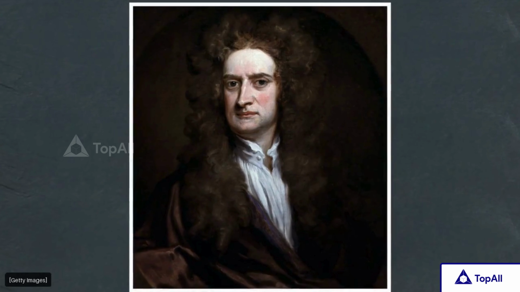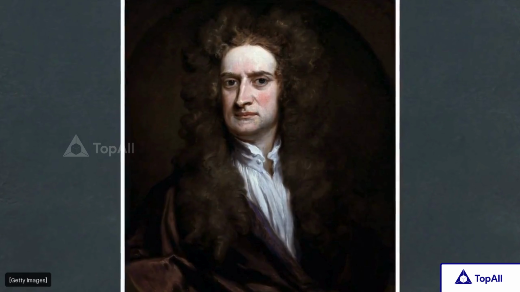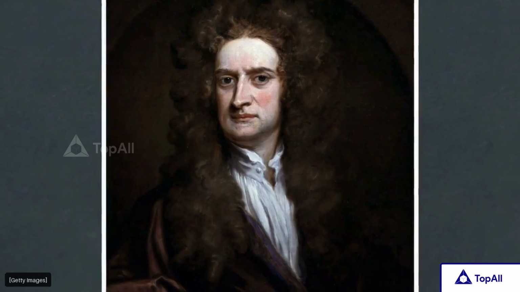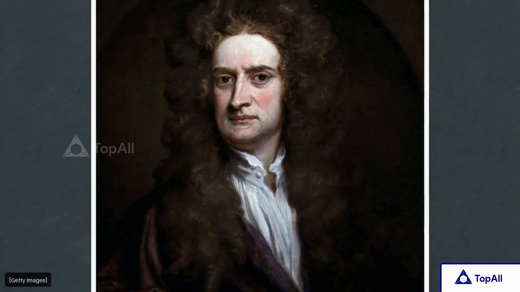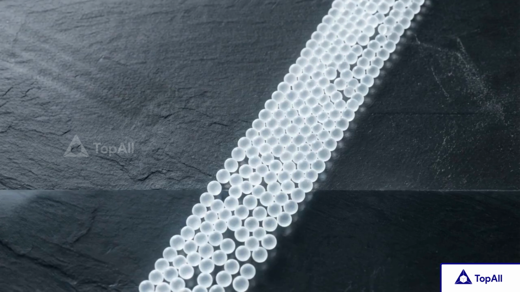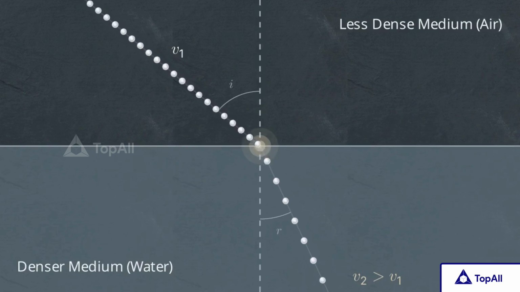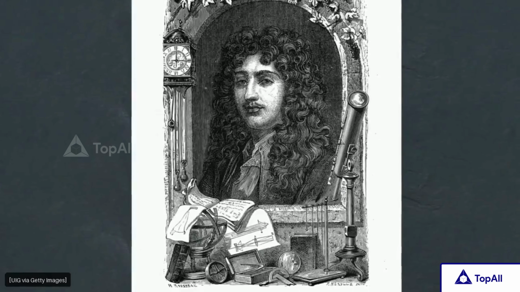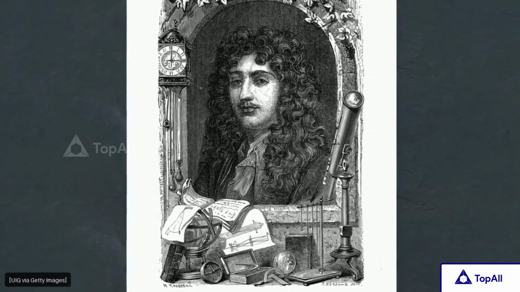This exact problem sparked a massive scientific debate. In 1637, Isaac Newton championed the corpuscular model, arguing that light was a stream of particles. His math worked, but it required a strange assumption. For light to bend inward toward the normal line, those particles had to speed up when they hit a denser material like water. The Dutch physicist Christian Huygens argued the exact opposite.